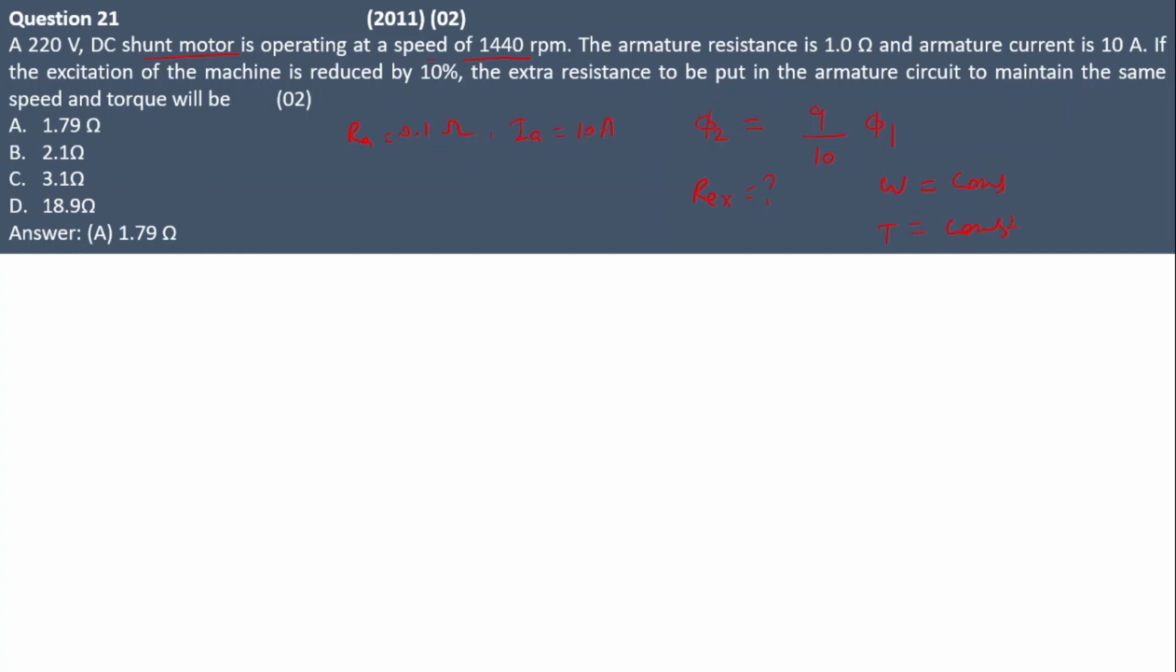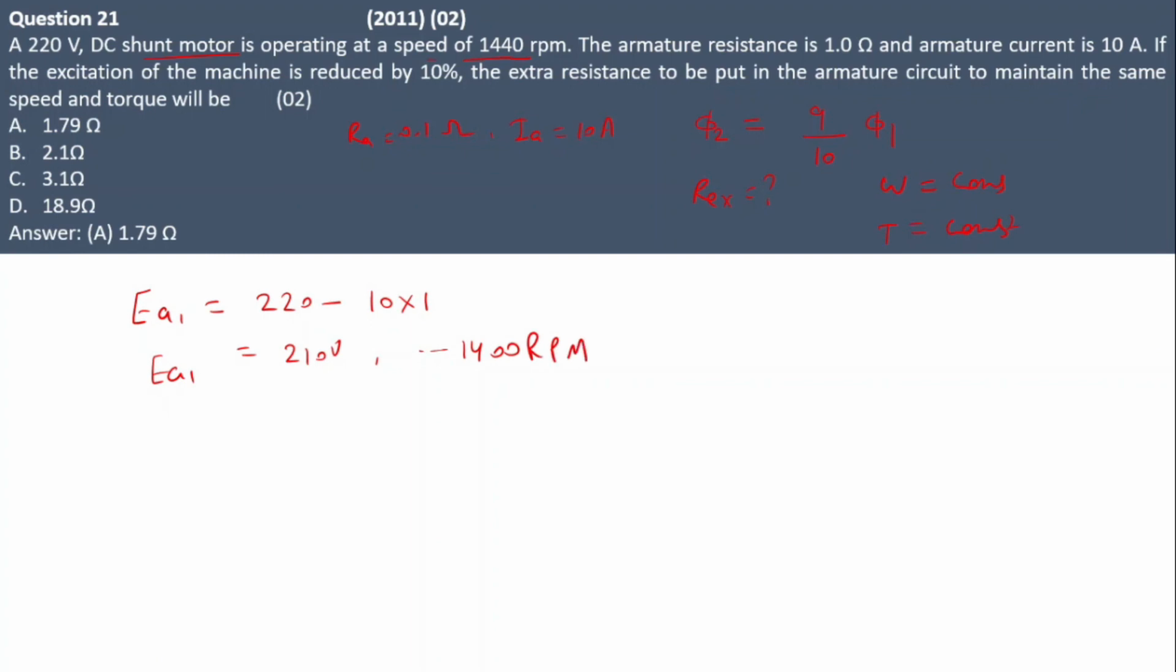Okay. So now find out Ea1 equal to 220 minus Ia Ra, 10 into Ra is 1. So it is 210 volt at what speed? 1400 rpm.